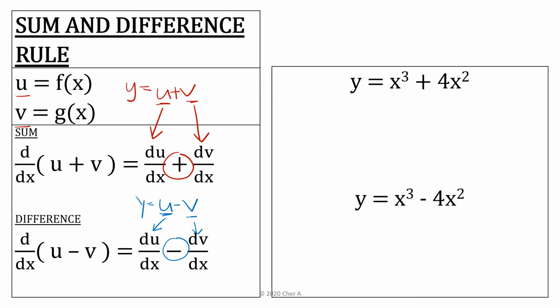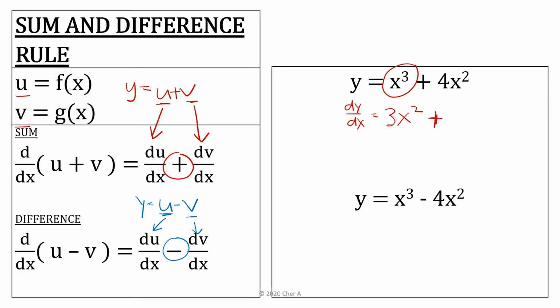So the first example, y equals x cubed plus 4x squared. To differentiate this, dy over dx equals, we have to differentiate this first, and we'll differentiate this with the power rule. Bring down 3, x remains, power minus 1 will be 2. So this is the sum rule. We'll keep the plus sign.